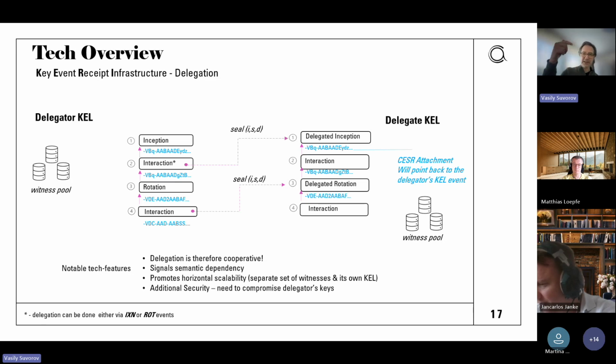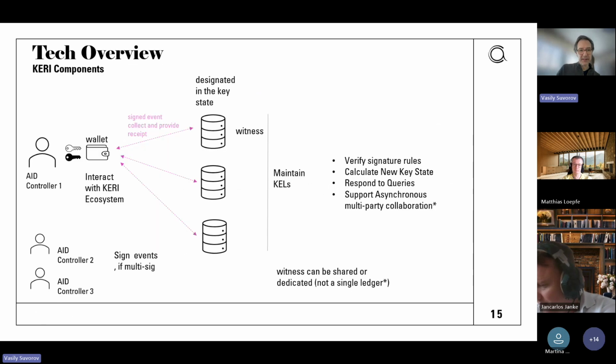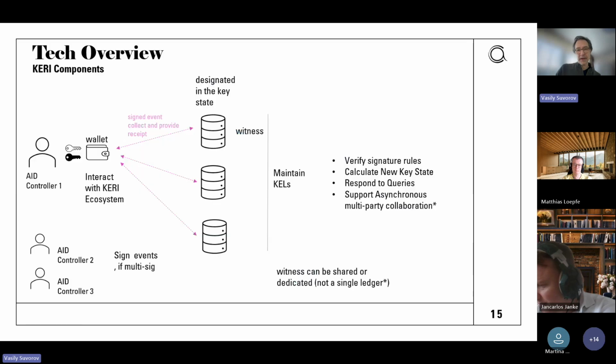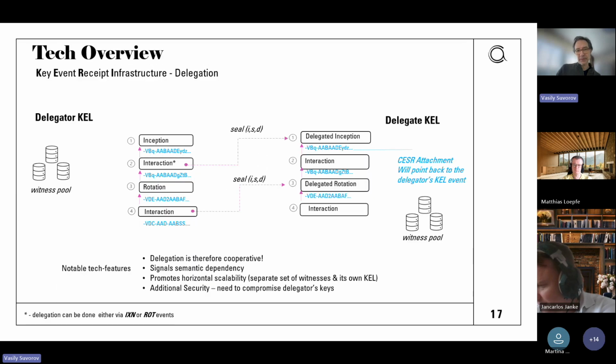You can just open it and verify that yes, it is signed by the controller or the multi-signature of the controller, and by the witnesses, and in the A field, right? Remember, we had this thing here, basically, right? We see exactly the attributes of this delegated inception event or delegated rotation event, and then it's verified.